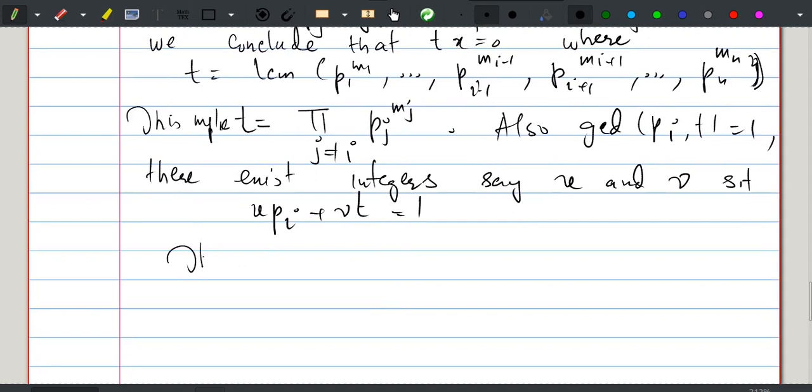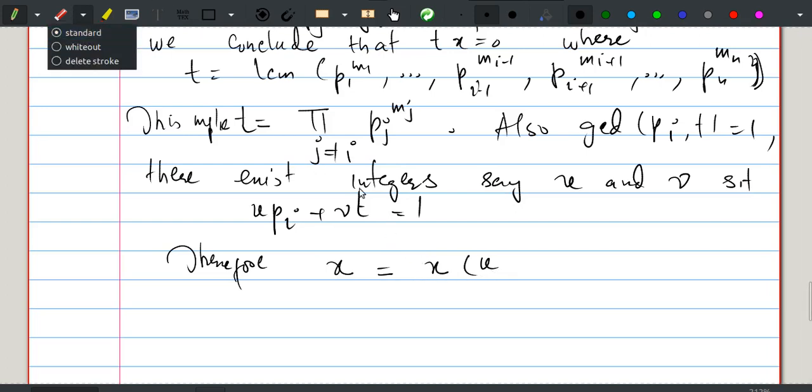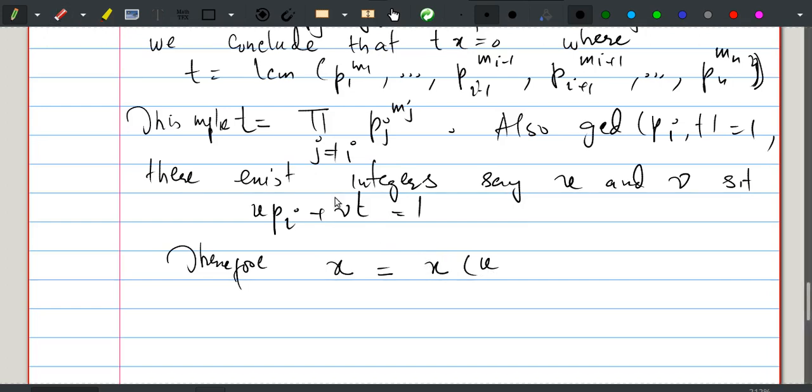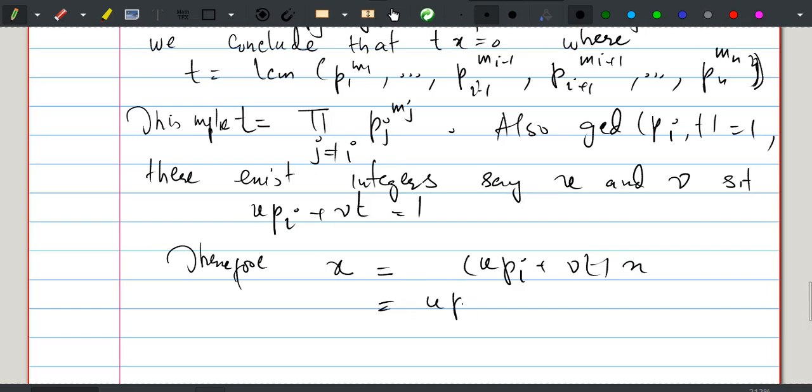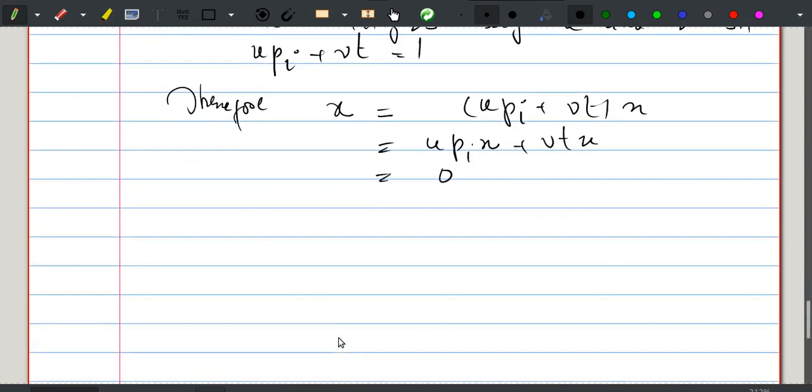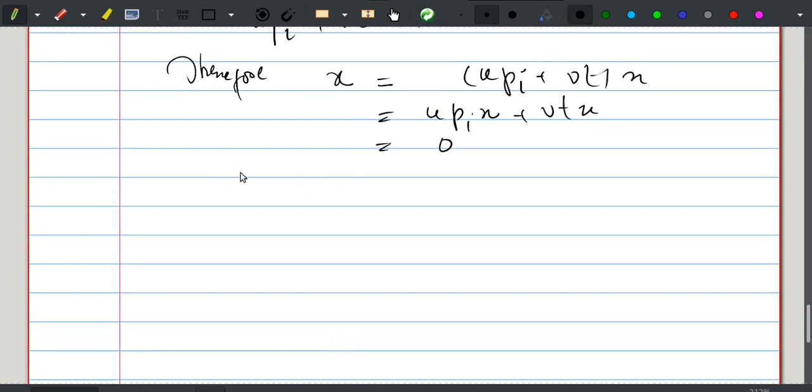Therefore this x is the same as x times 1, which is the same as (u pi plus v t) times x, because this is 1. So this is u pi x plus v t x. Now pi x is 0 and t x is 0, so this is 0. So hence we are done. So this completes the proof.